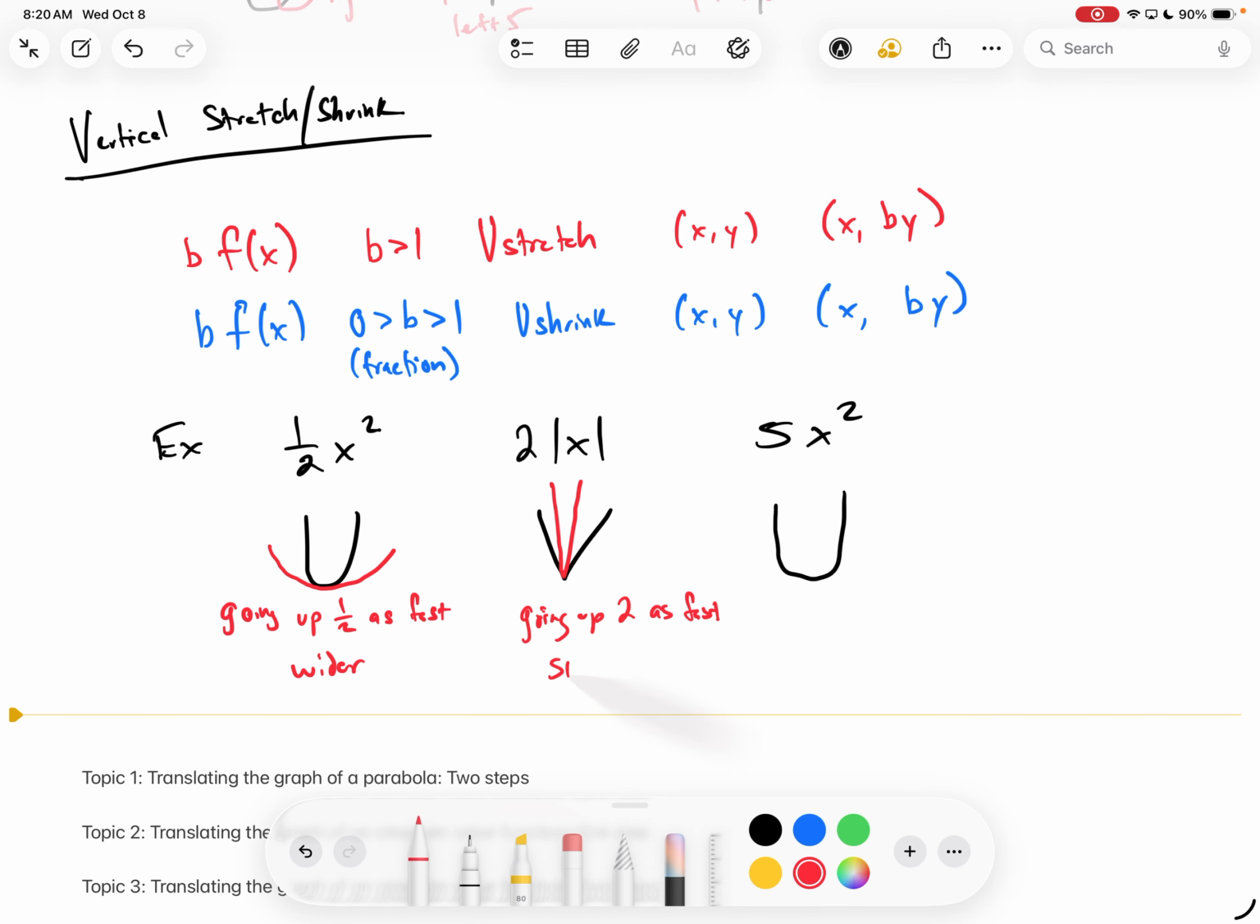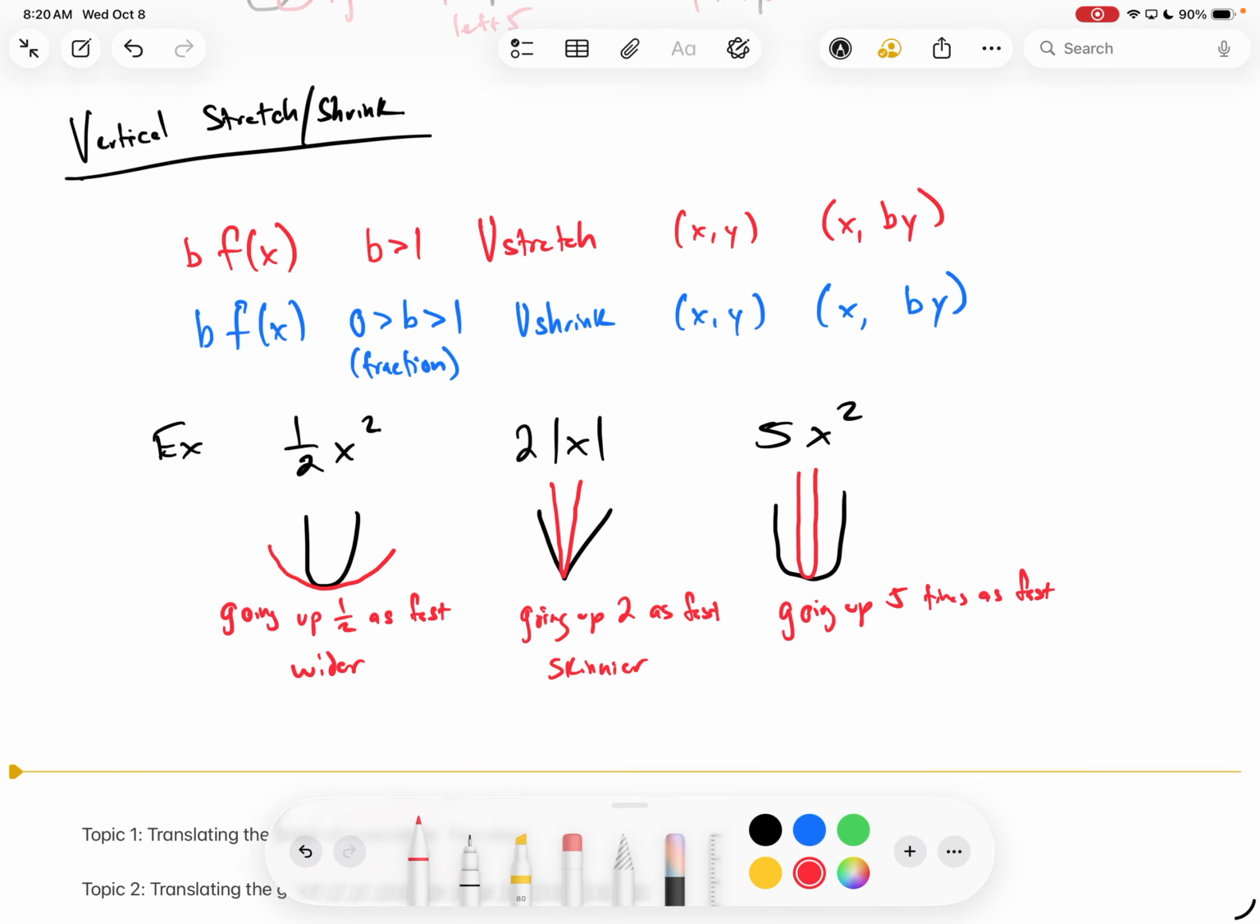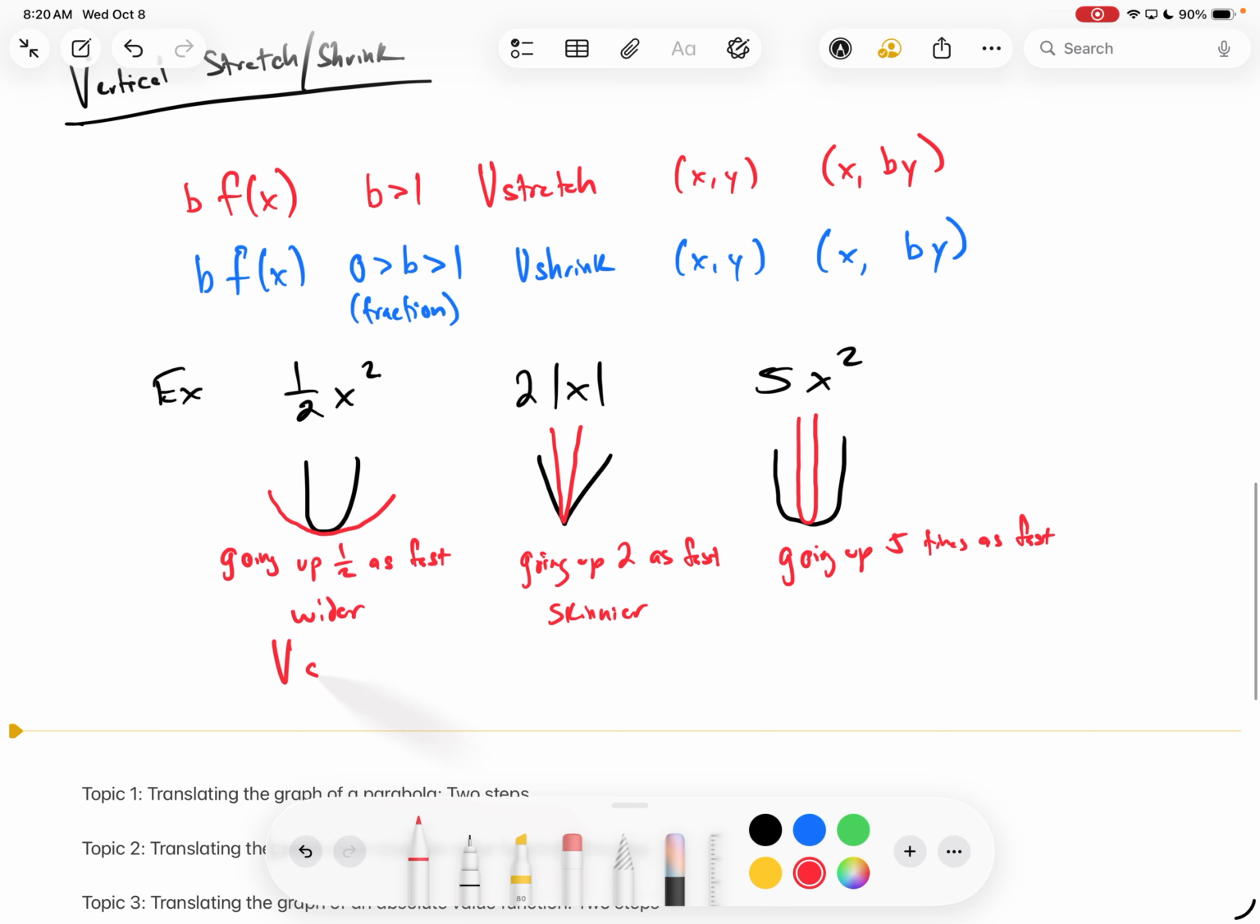So this one gets skinnier or narrower, whatever word you want to use there. And this one would go up 5 times as fast, because if I take it and do it, I would stretch it. So I should write these here. This one vertically shrinks it. This one vertically stretches it. This one vertically stretches it. Okay. So if you multiply by a big number, it is going to vertically stretch it.